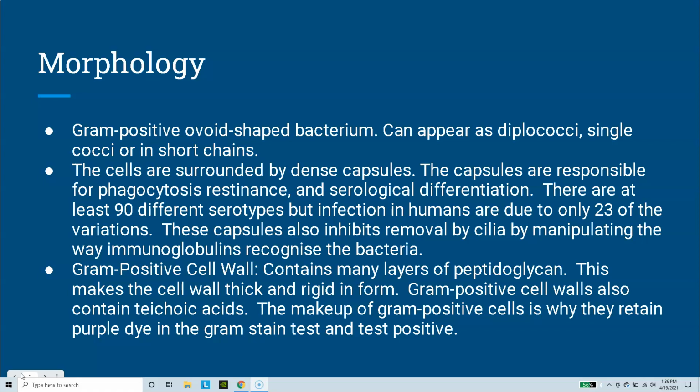These capsules also inhibit removal by cilia by manipulating the way immunoglobulins recognize the bacteria. Streptococcus pneumoniae have a gram-positive cell wall, which means that they contain many layers of peptidoglycan. This makes the cell wall thick and rigid in form. The gram-positive cell wall also contains teichoic acids. The makeup of the gram-positive cells is why they retain purple dye in the gram stain test and test positive.